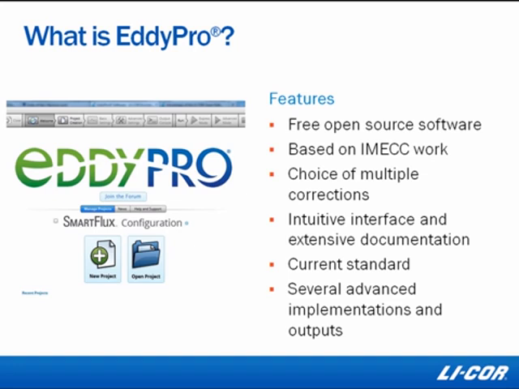EddyPro is free and open source software that computes fluxes and applies all corrections to get accurate final flux estimates. LI-COR introduced EddyPro as the data processing alternative in 2011. EddyPro is based on work in Europe to develop software and algorithms to standardize data processing in the eddy covariance research community. So LI-COR adapted EddyPro and made it an easy-to-use, complete data processing software.